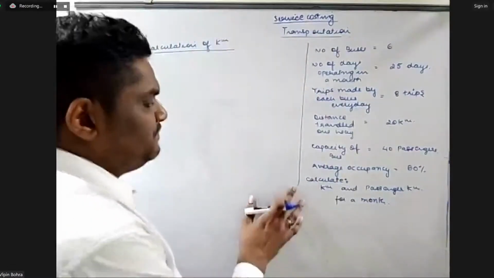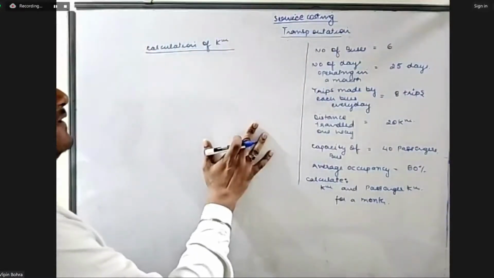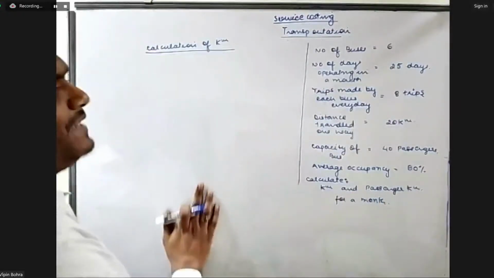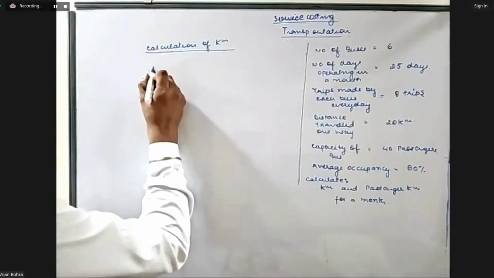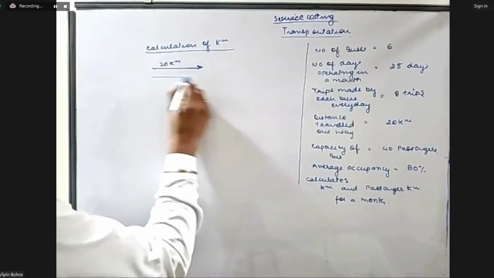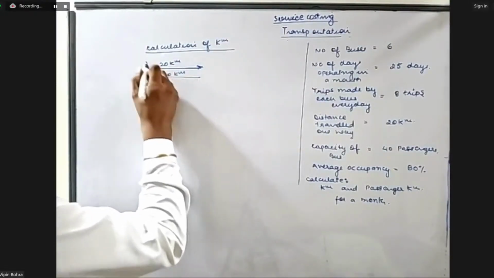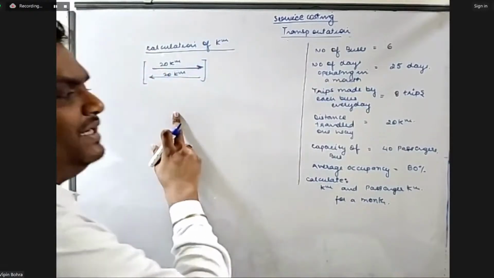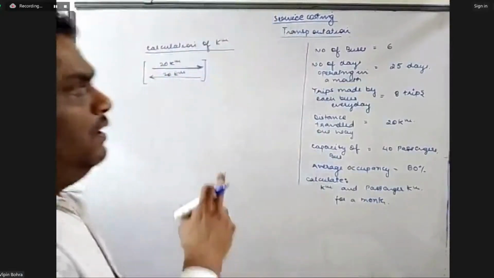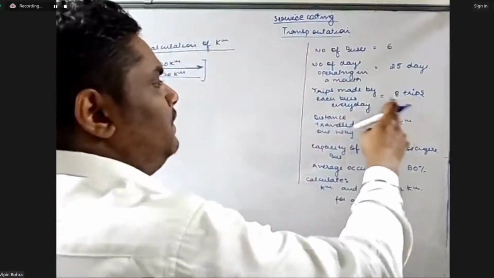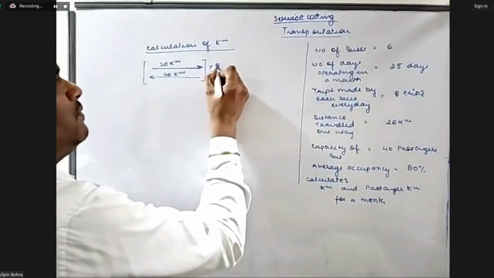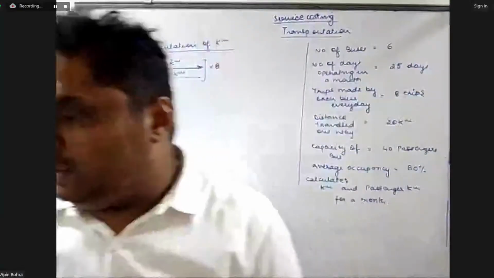So now let's start. Since the question is silent, we'll be using the weighted average approach to calculate the passenger kilometer. Let's first calculate the kilometers traveled. So one way distance is how much? 20 kilometers. So in the return journey, it will be how much? 20 kilometers. So a round trip is of how many kilometers? 40 kilometers. So every trip is of 40 kilometers. Now, the total number of trips made by a bus each day is 8 trips. So one trip is of 40 kilometers.